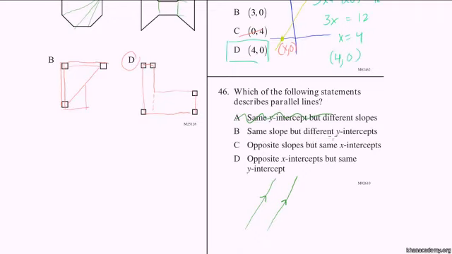Same slope, but different y-intercepts. That looks right. They're parallel, but they're not on top of each other. Or they have the same slope. Opposite slopes. No, if they had opposite slopes, they would intersect. It can't be that. Opposite x-intercepts, but same y-intercepts. No, that's not necessarily the case. So our answer is B.